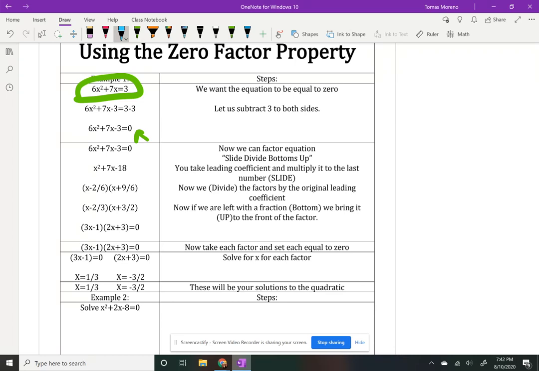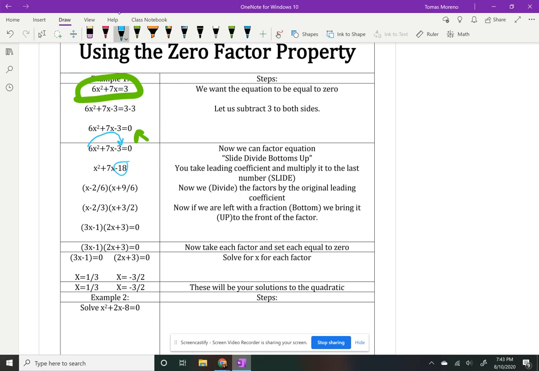However, I used to be a high school teacher, so I would always do these little tricks. And one of the tricks that one of my mentor teachers taught me was slide, divide, bottoms up. So if I wanted to find the factors of this equation, I take this number and slide it to the back. When I slide it, that means I multiply. So 6 times -3 is -18. Okay, so then what I do is find the factors of -18. I need two numbers that multiply to -18, but when I add them, give me 7.